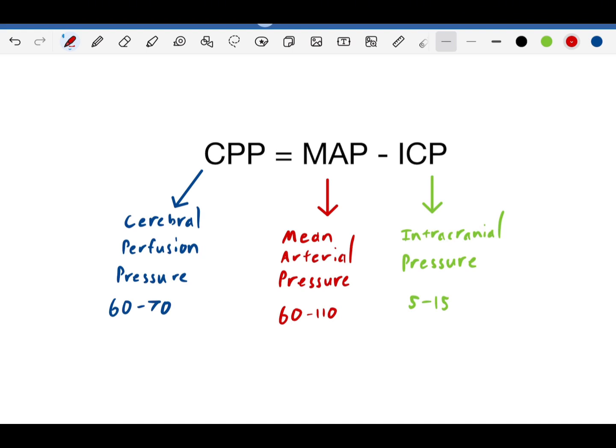All right, guys, that's all I have for you today. Again, very quick video. I just wanted to discuss what the definition of cerebral perfusion pressure was and then how to calculate it. And again, just keeping it very simple.